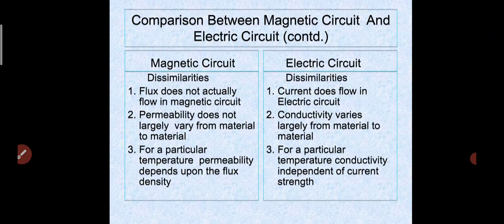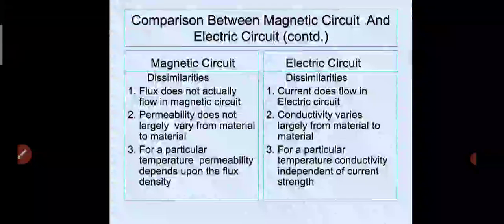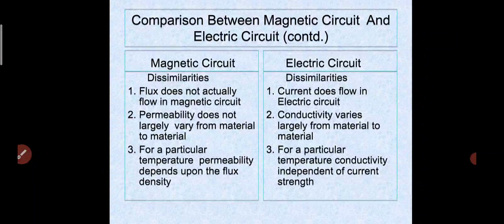And magnetic circuit, second point, permeability does not largely vary from material to material. Electric circuit, second point, conductivity varies largely from material to material. And magnetic circuit, third point, for a particular temperature permeability depends upon the flux density. And electric circuit, for a particular temperature conductivity is independent of current strength.